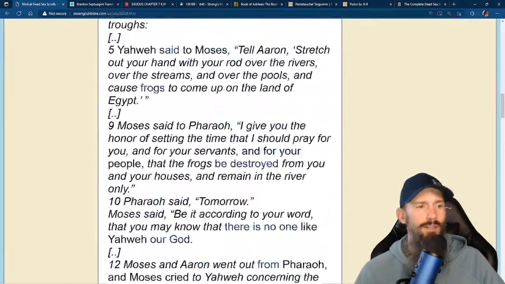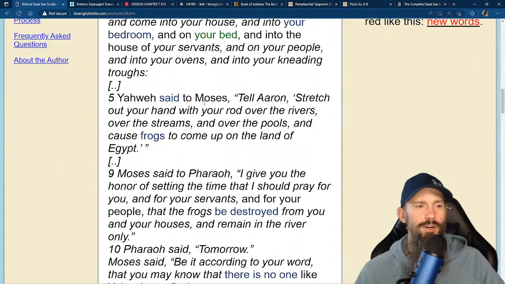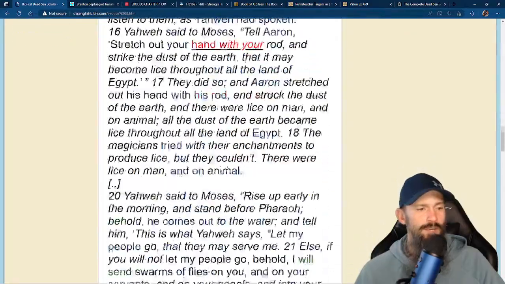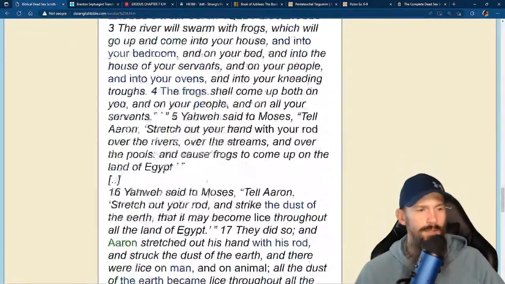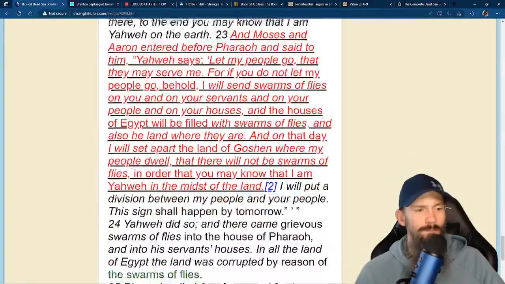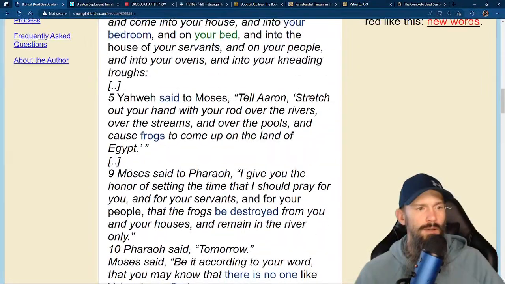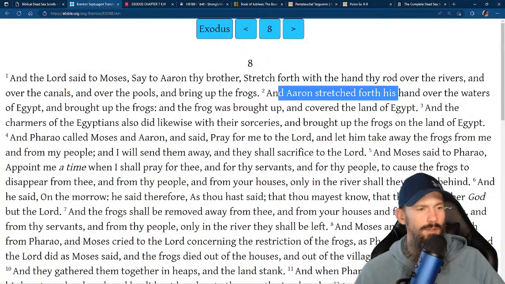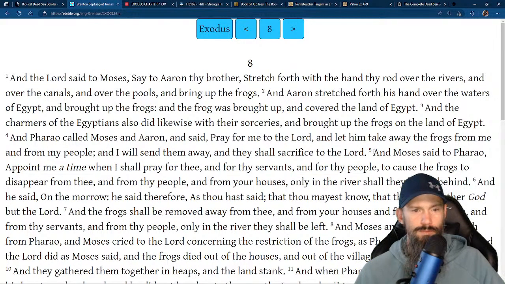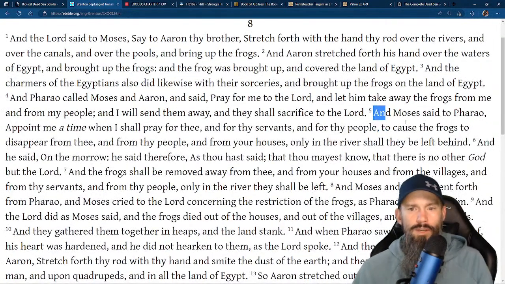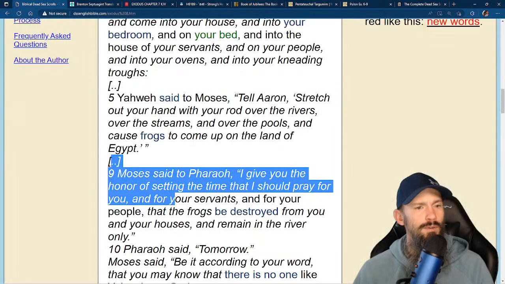to 5. Yep. Yahuwah said to Moses, tell Aaron, stretch out your hand with your rod over the rivers, over the streams, and over the pools, and cause the frogs to come up on the land of Egypt. It's 5. 6 is missing. Yeah. Cause it disappear from thee. Land of Egypt.